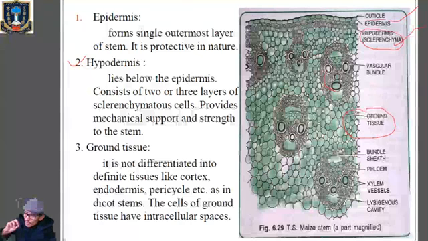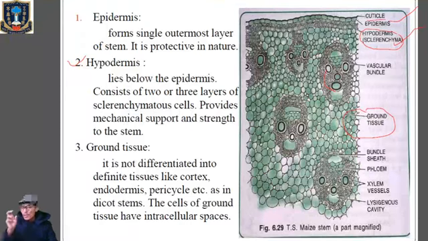When we look into the structure of the cells of the ground tissue, we can see the presence of intercellular spaces. Okay, and this ground tissue is made up of parenchyma cells, and it extends from the hypodermis to the center of the stem, that is the pith.